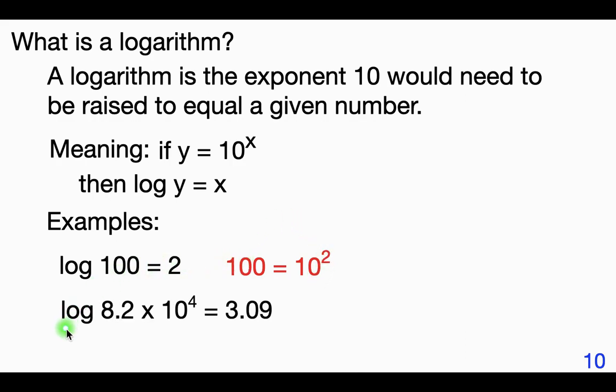Or if you were to take the logarithm of 8.2 times 10 to the 4, it would equal 3.09, meaning we would have to raise 10 to the 3.09 power to give us 8.2 times 10 to the 4.